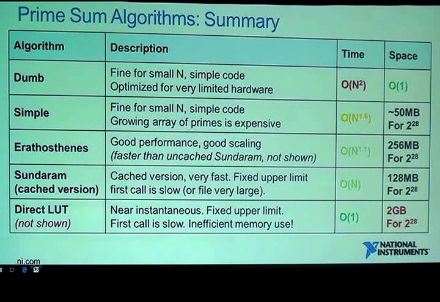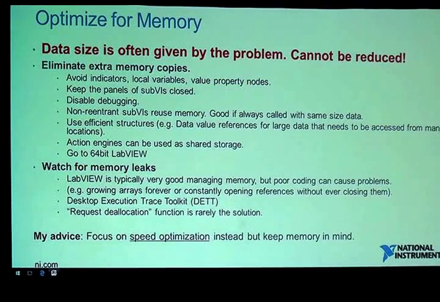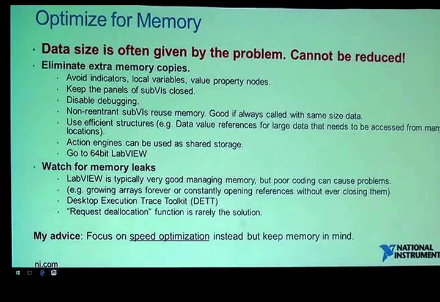And the cache version is even faster. If you don't cache that, it's actually slightly slower than this because it needs to do more complicated calculation. And the direct lookup table is instantaneous, but yeah, it's not good. Maybe in 10 years, everything is 128-bit processors and things like that. Yeah. Now we talk about optimizing for memory.